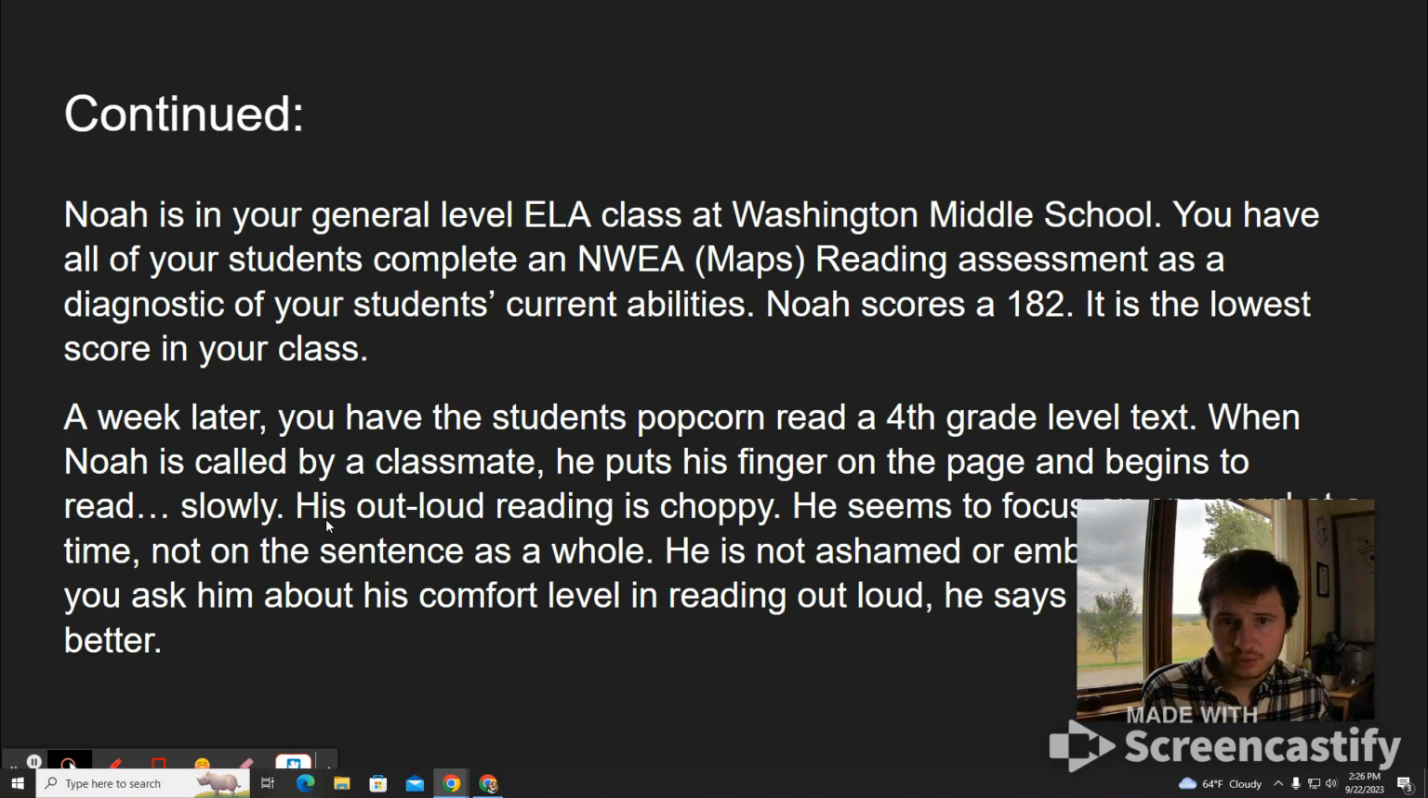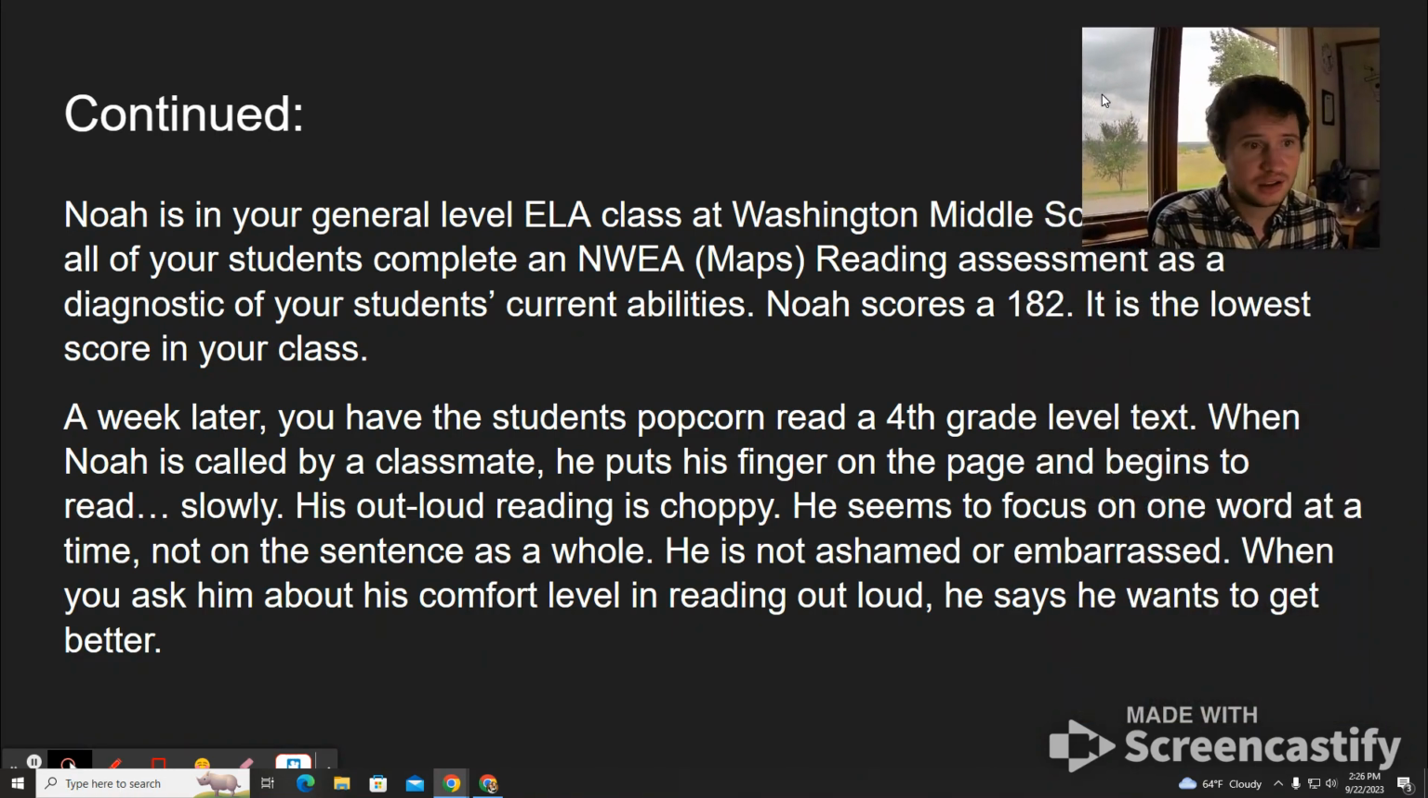If they're on grade level readers, 4th grade level text, they should be able to pop this thing out, no problem. But when Noah is called by a classmate, he puts his finger on the page, uses his finger, and he starts to read slowly. His out loud reading is choppy.